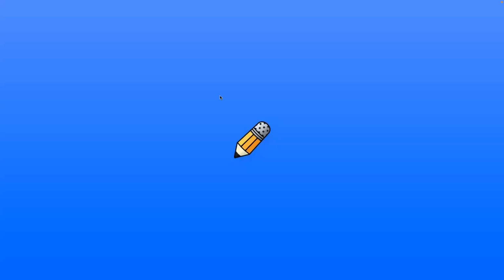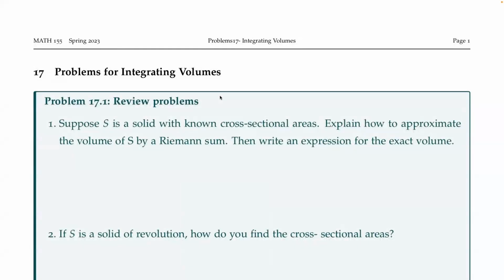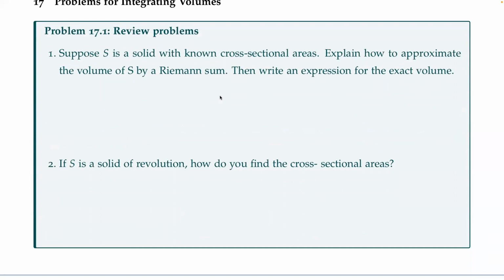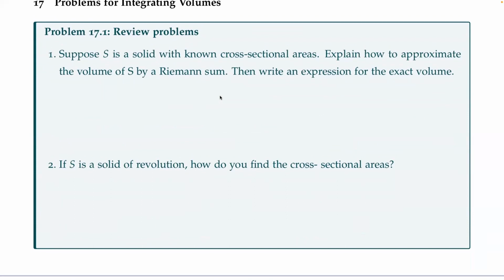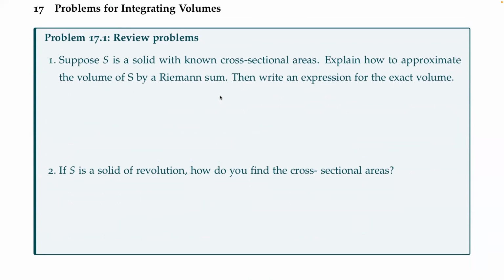Okay, let's go through some problems. I'm going to start by just summarizing what we're doing again here, just to review it. We're told here, suppose S is a solid, and we know these different cross-sectional areas of this solid. We're going to try to approximate that solid using a Riemann sum, just like we did the other day, but now with areas rather than heights or lengths. And then we're going to write an exact expression for the volume.